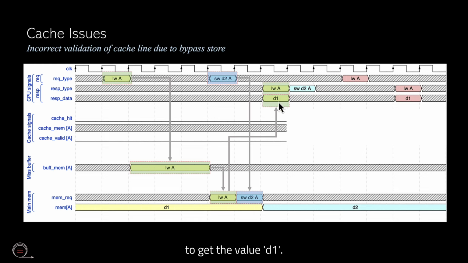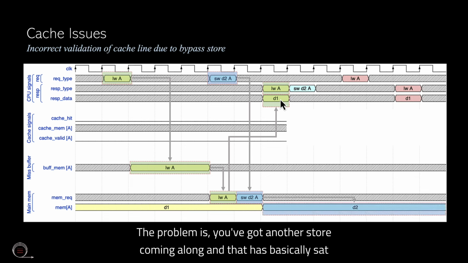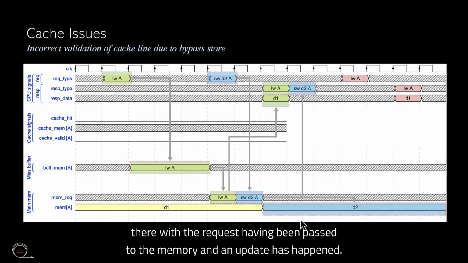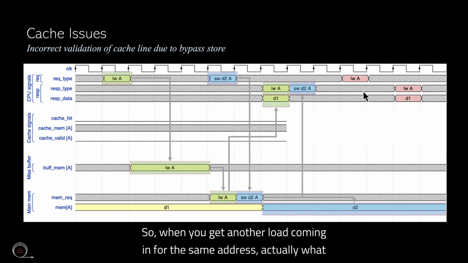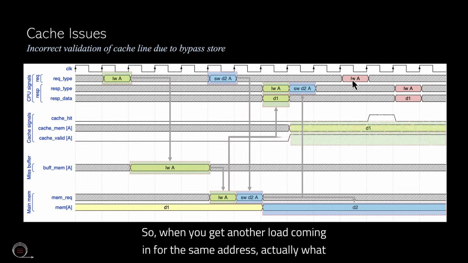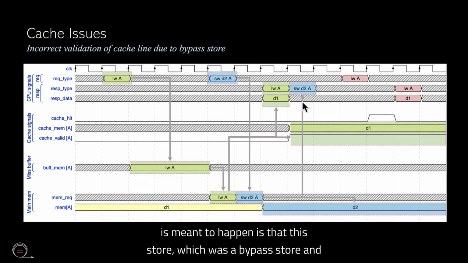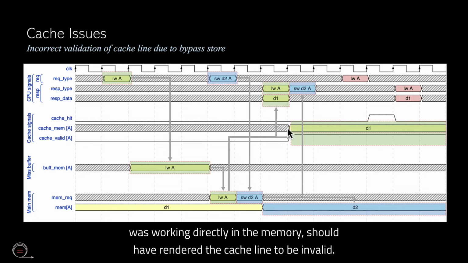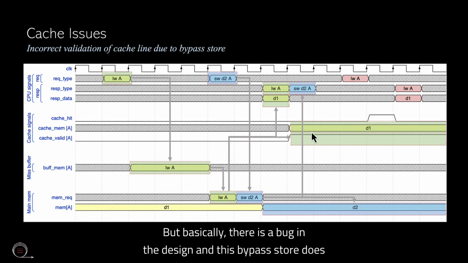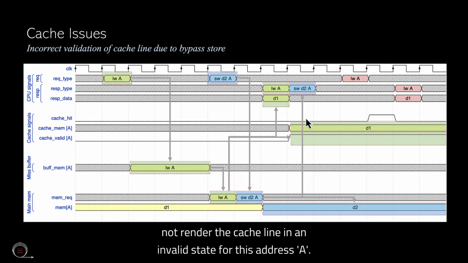So it is meant to get the value D1. The problem is you've got another store coming along, and that has sat there with the request having been passed to the memory and an update has happened. So when you get another load coming in for the same address, what is meant to happen is that this store, which was a bypass store and was working directly in the memory, should have rendered the cache line invalid. But there is a bug in the design, and this bypass store does not render the cache line invalid for this address A.